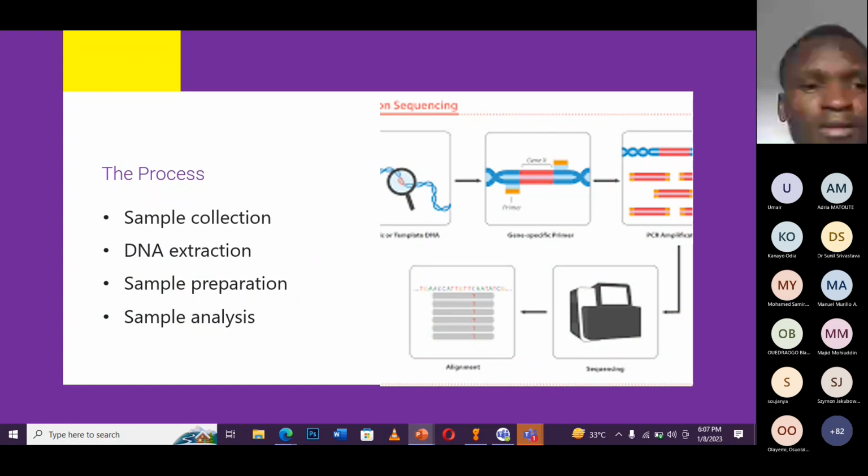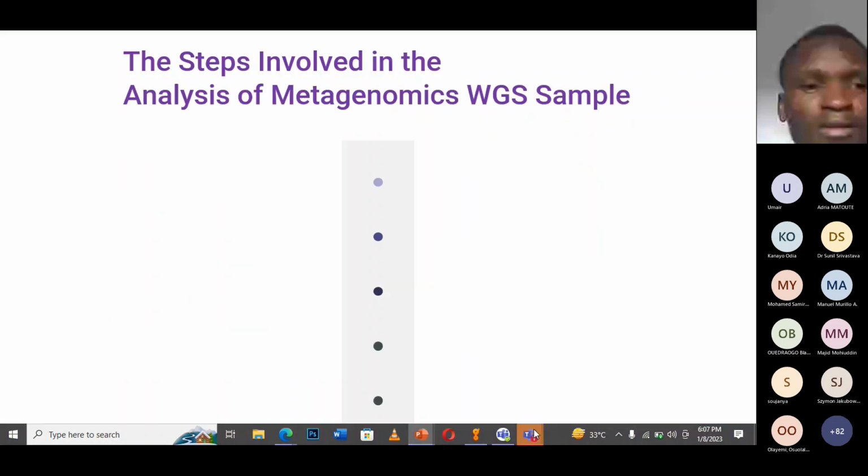But first, the process is collecting the sample from the environmental source, DNA extraction, sample preparation, which is the sequencing aspect, then sample analysis. So the sample analysis is what the workshop is all about, what the practical applications are all about, which we are going to be introducing you to. Is that clear?